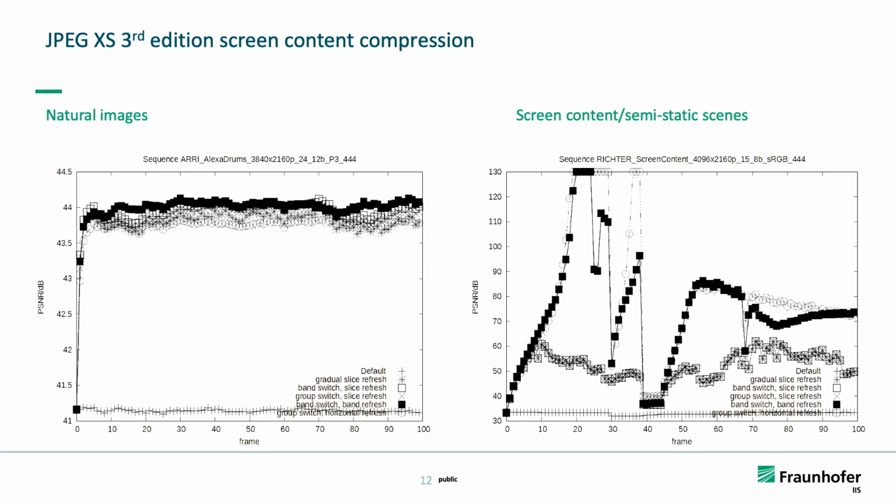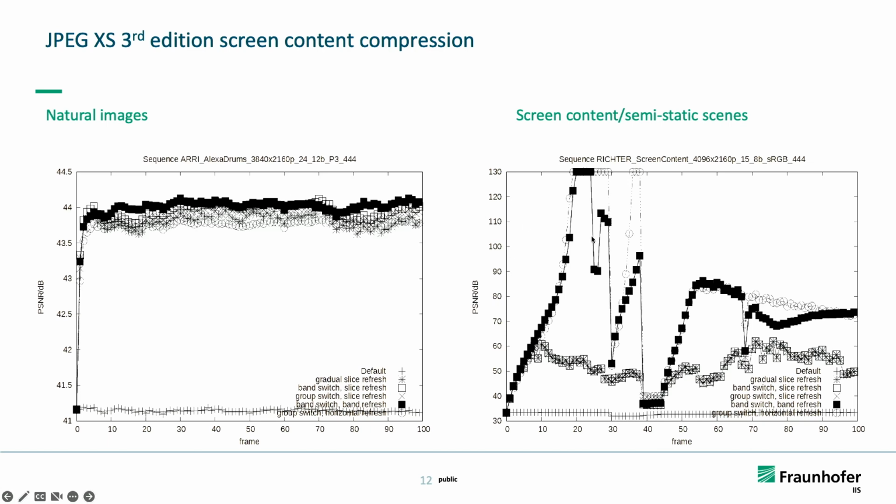Now we take a look at the sequence itself. What is the quality on individual frames of the sequence? If you look at the Alexa drum sequence, then the improvement is more or less equally distributed over the complete sequence, because the background does not change and the improvement is there.